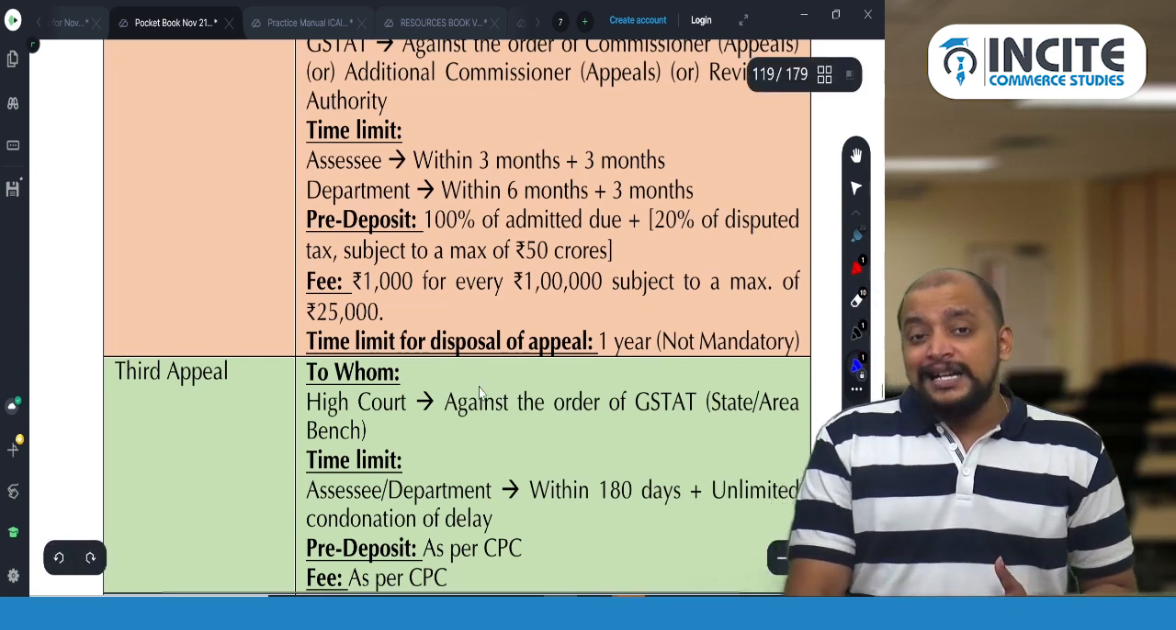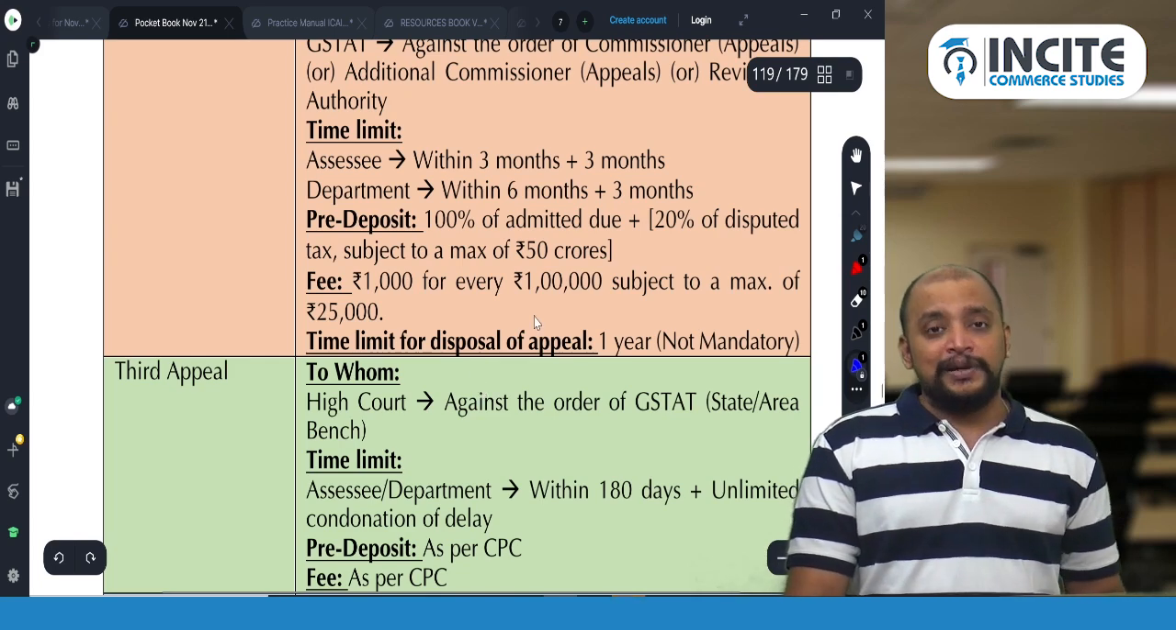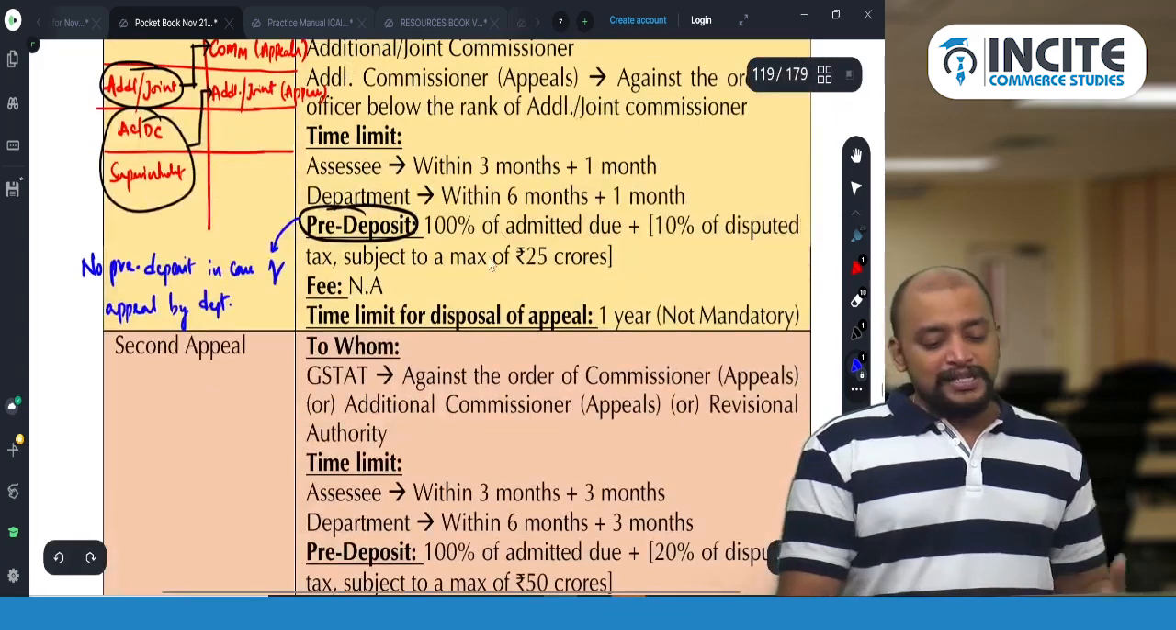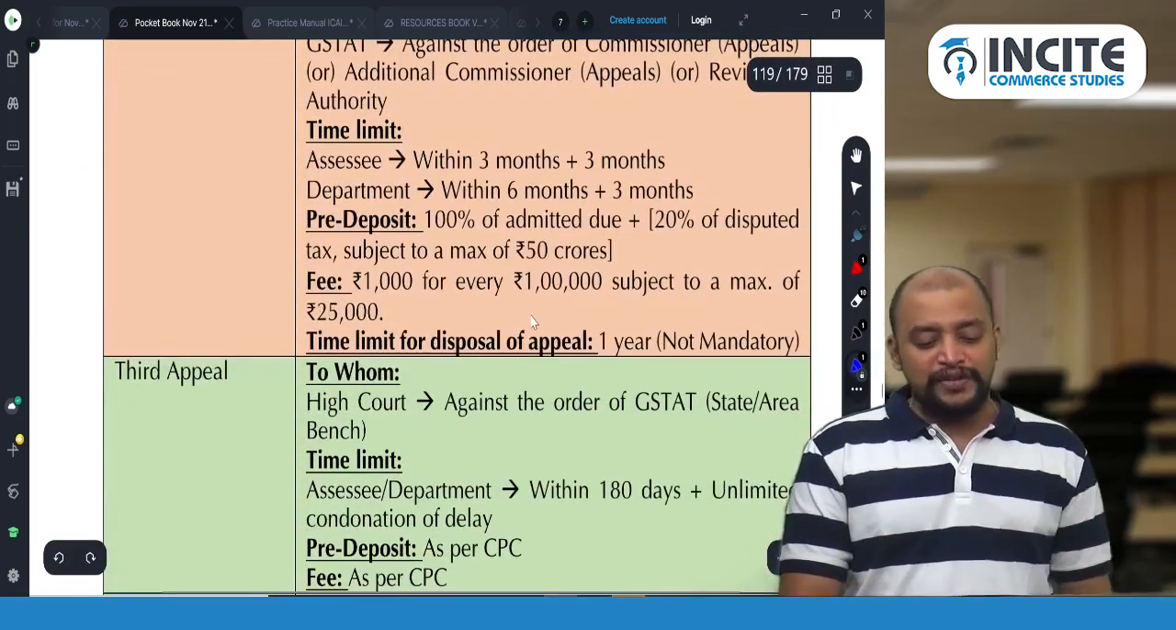This is under the CGST Act. The same will be applicable under the SGST Act. Means this 50 crores will be doubled to 100 crores, whereas this 25 crores will be doubled to 50 crores.